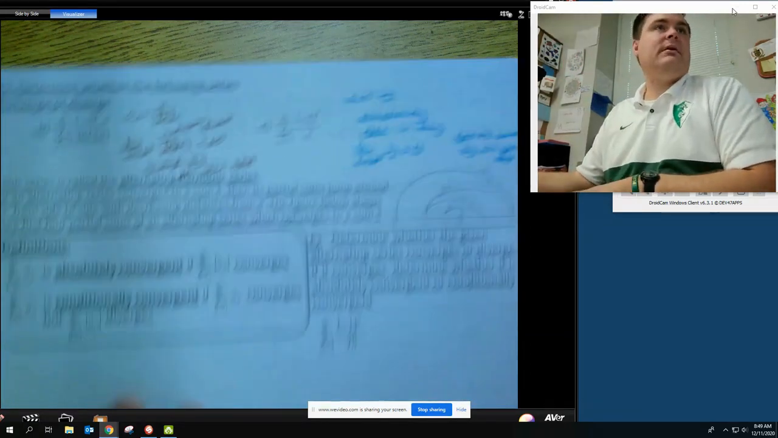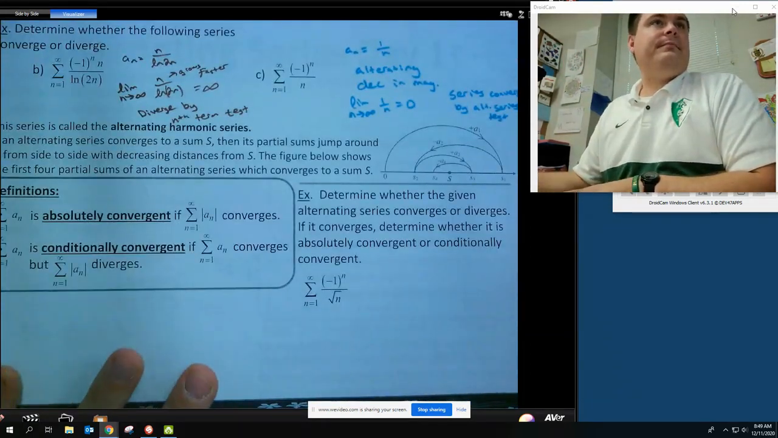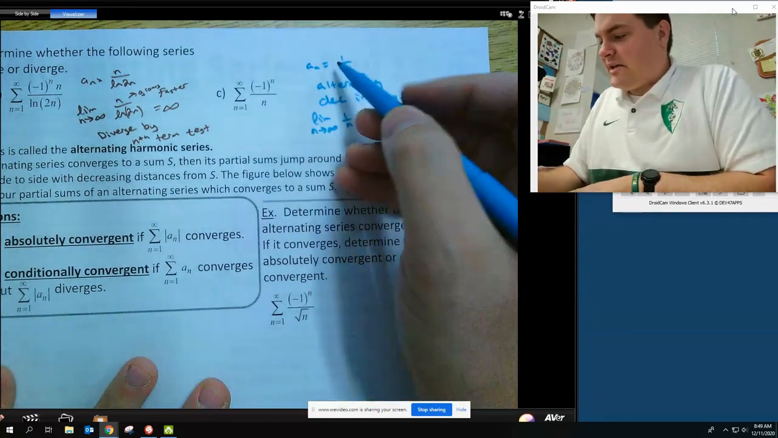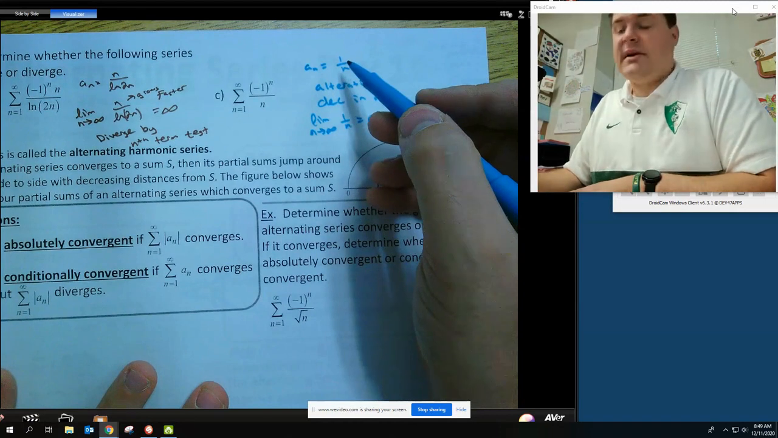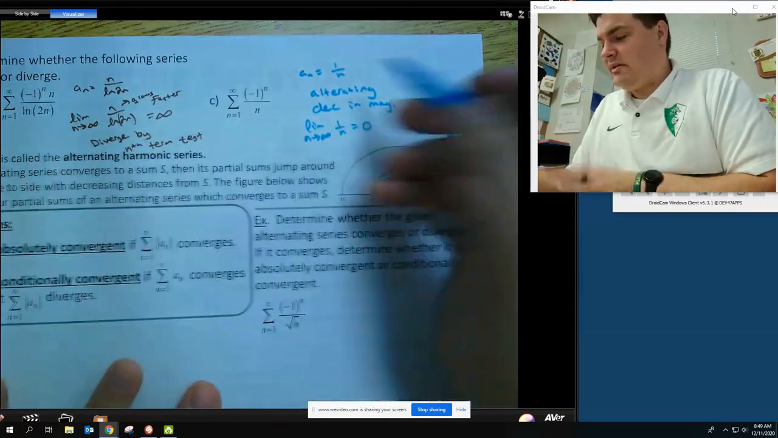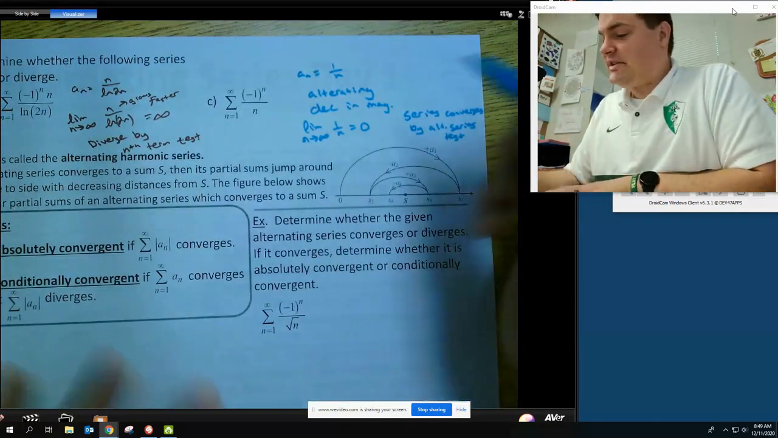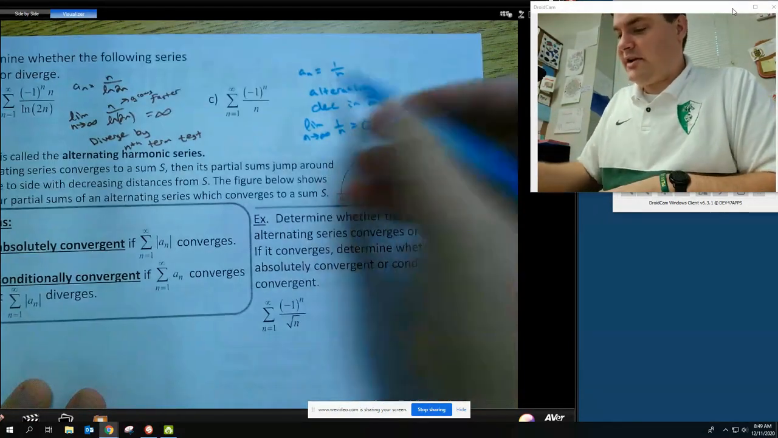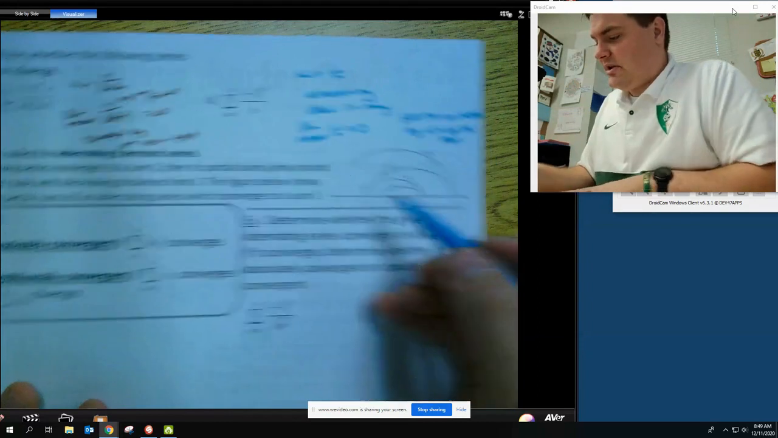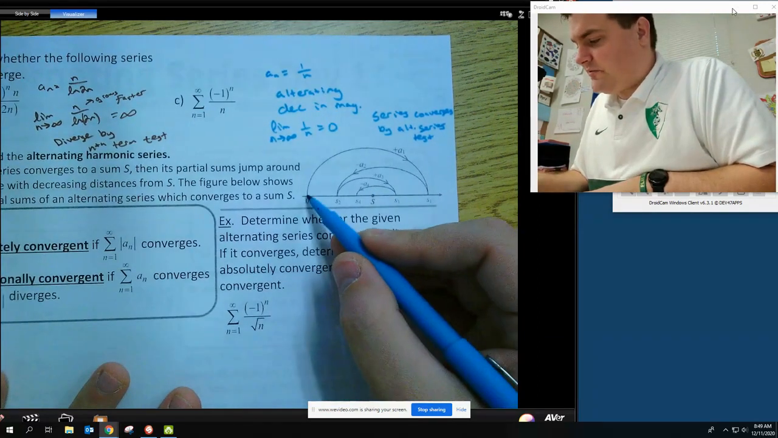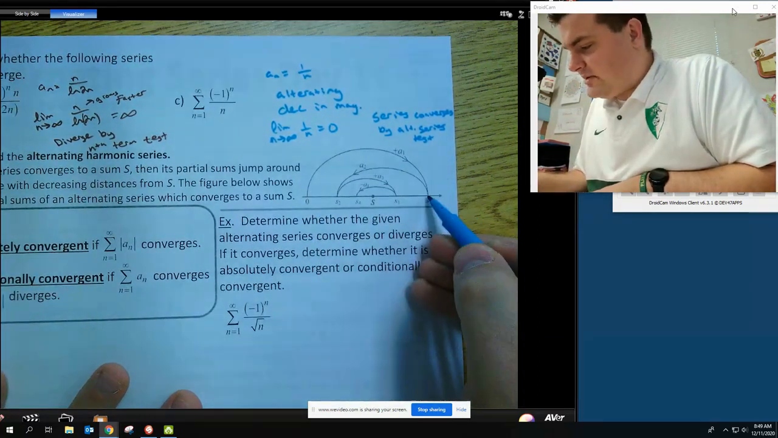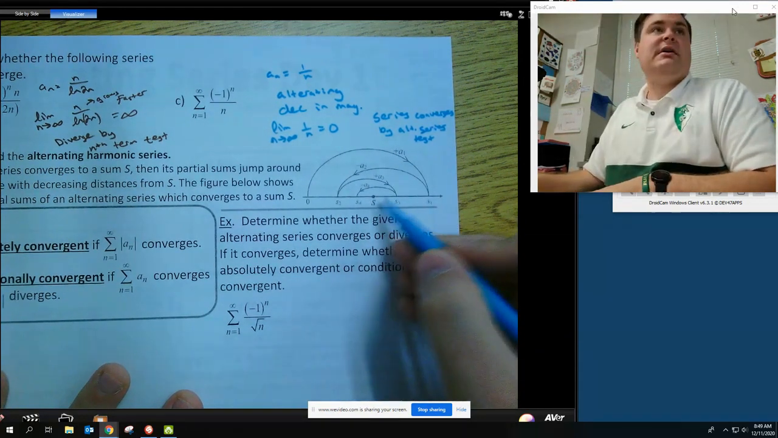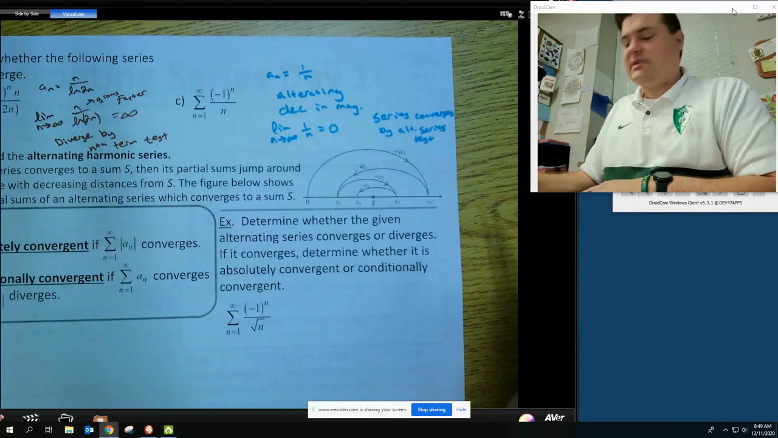Okay. So if you notice, a sub n is the harmonic series. So if it's not alternating, this would actually diverge. But since this is alternating, this one converges. So this is an alternating harmonic series. And you can kind of see right here what's going on. We start from 0 and we jump up to a sub 1, drop back, and kind of see right here, we're getting closer and closer to that series sum right there.